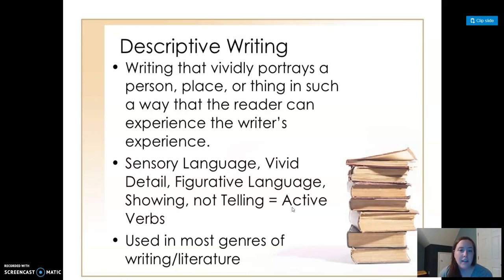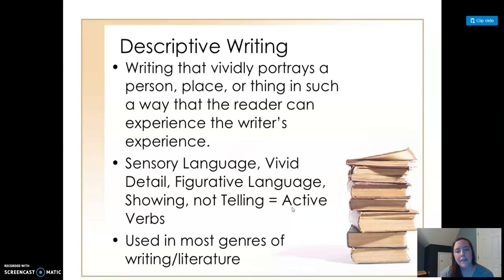We're talking about sensory language, something that taps into our five senses, which we're going to get into in the next slide. Vivid detail, figurative language, and this concept of showing instead of telling. So instead of saying that I was afraid, I would say my hands were sweaty, I was shaking, I had fear in my eyes, my legs felt like they wanted to get up and run away, and that would show my fear as opposed to just saying I was afraid.